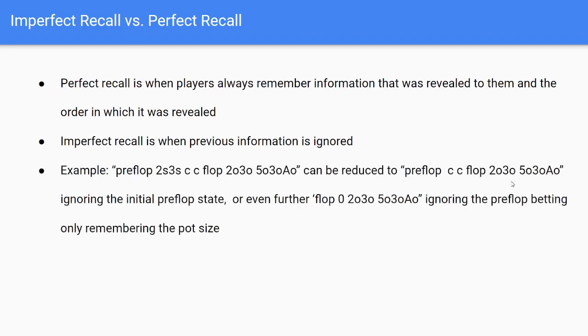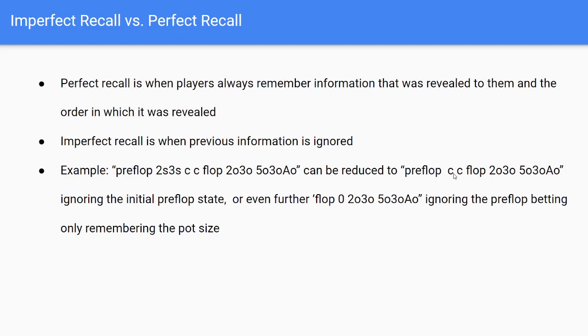So for example, say this is your history here. Pre-flop, 2-3 suited, both players check. Goes onto the flop, 2-3 offsuit, and now the flop becomes 5-3-ace. So if you want, you can actually reduce this history and just ignore the first cards. And basically, when you run CFR, you're going to find that the algorithm is going to run this hand and this hand strategically identical. So even if this was 2-3 offsuit on the pre-flop, it wouldn't matter. It would still play it exactly the same.